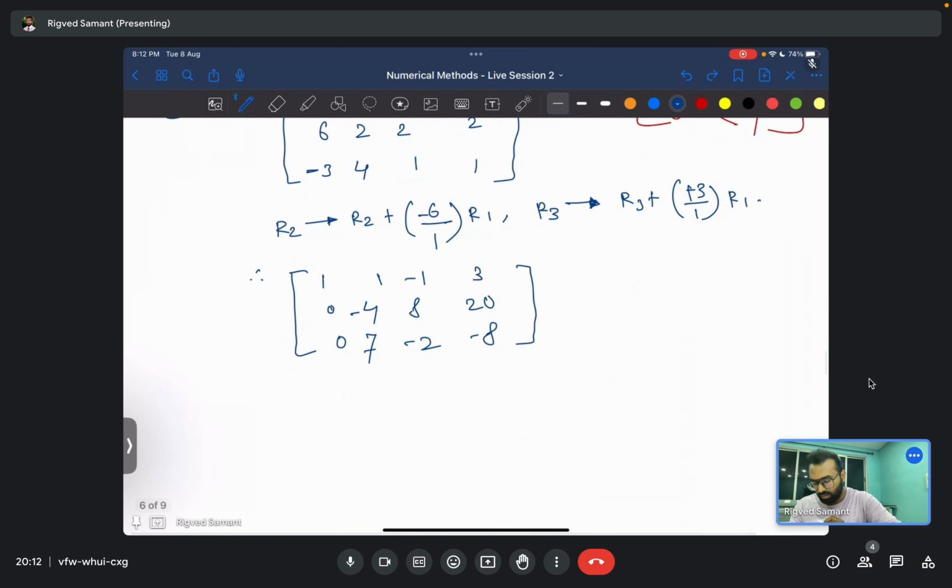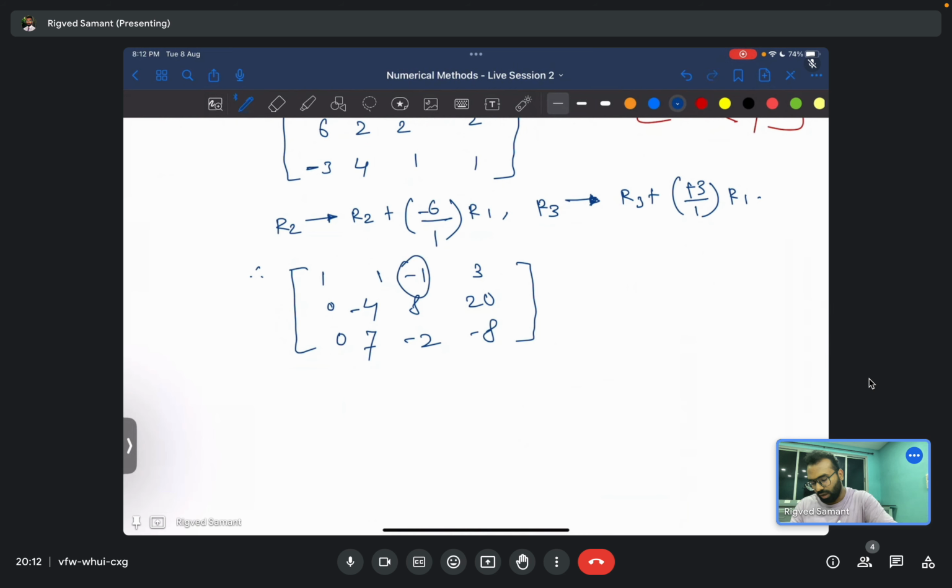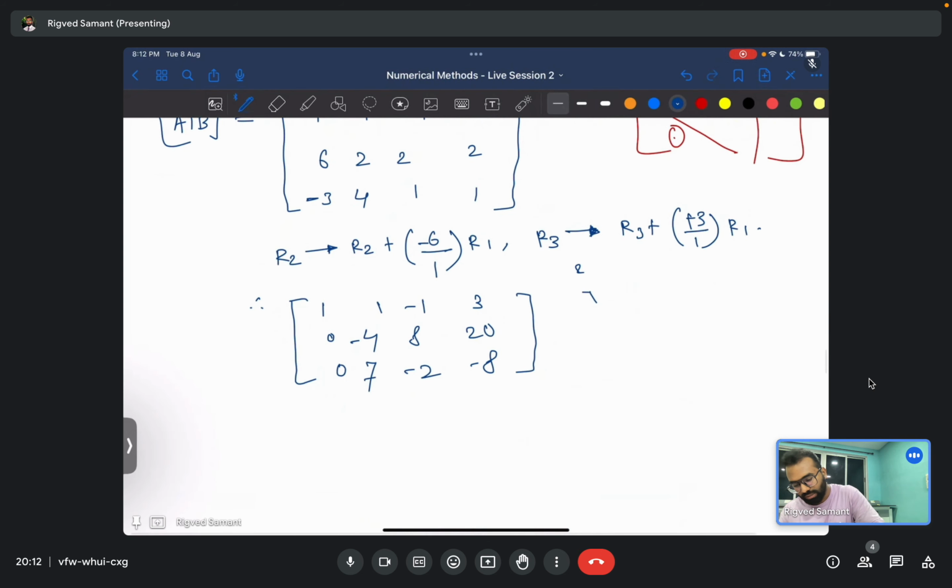No, sir. In place of -1 here, to get a 0, you have to divide it by 2 and then subtract it from here, right? So first, R1 is multiplied by 2. R1 multiplied by 2, yes. And then what will you do? You will subtract it from R3, right?